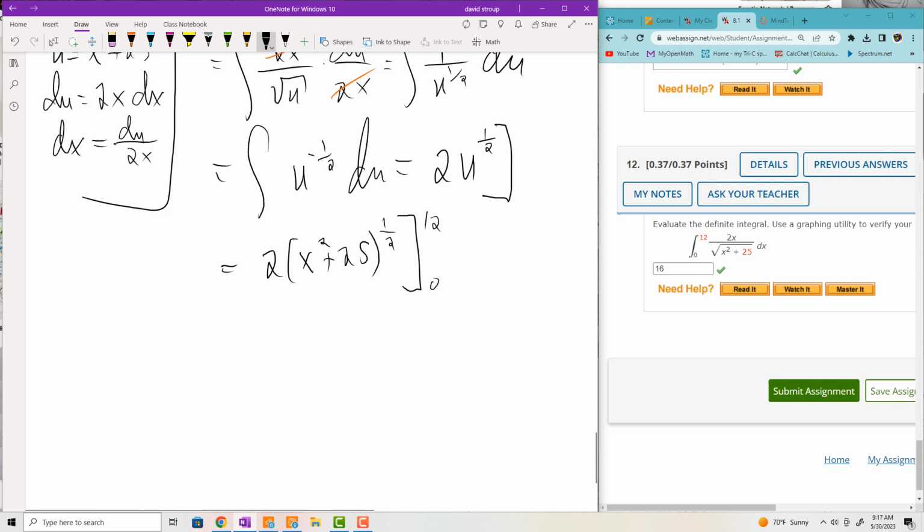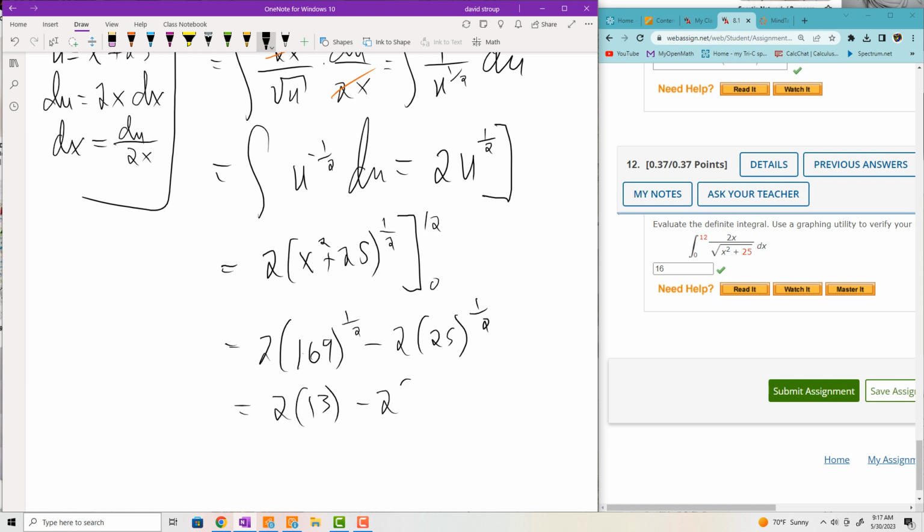And then you're plugging in those numbers. So this will be 2 times 12 squared is 144, plus 25 is 169 to the 1/2, minus 2 times 0 plus 25 is 25 to the 1/2. Square root of 169 is 13, square root of 25 is 5. This would be 26 minus 10, which is 16.